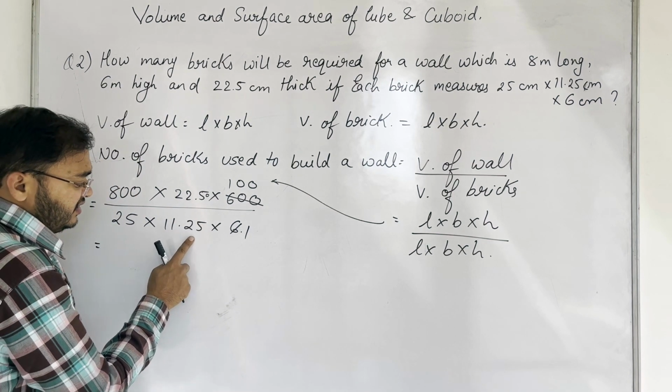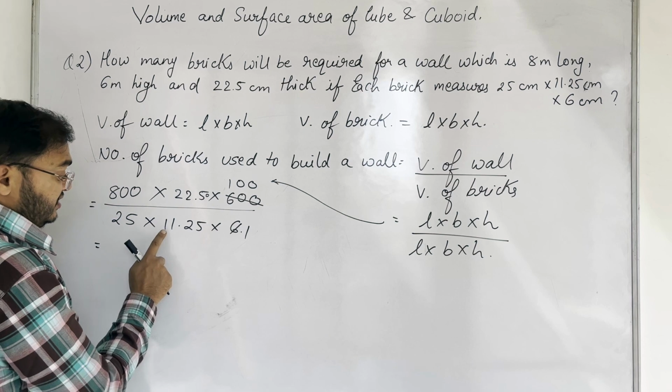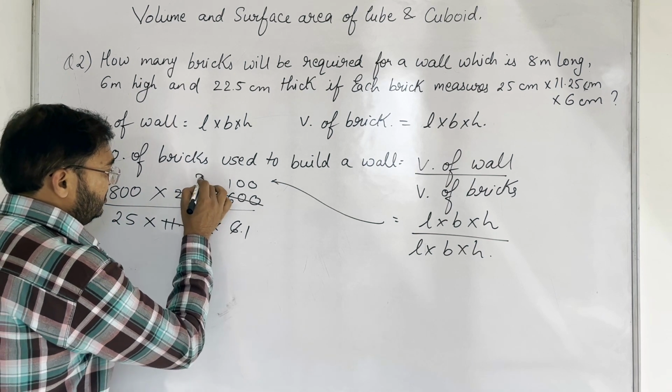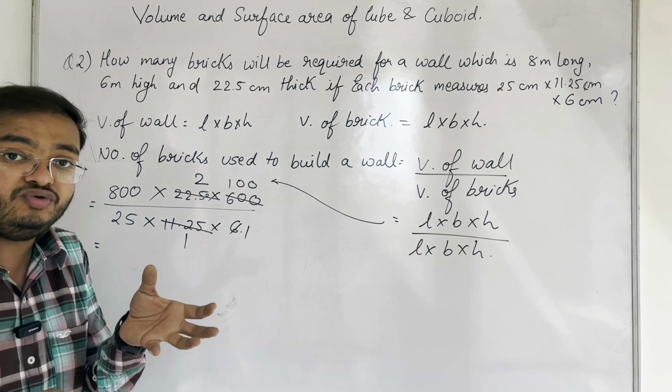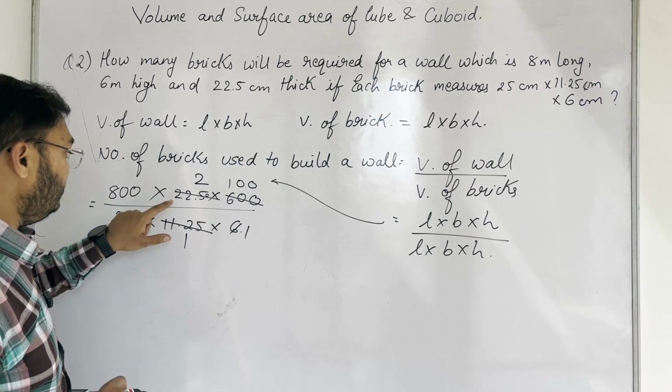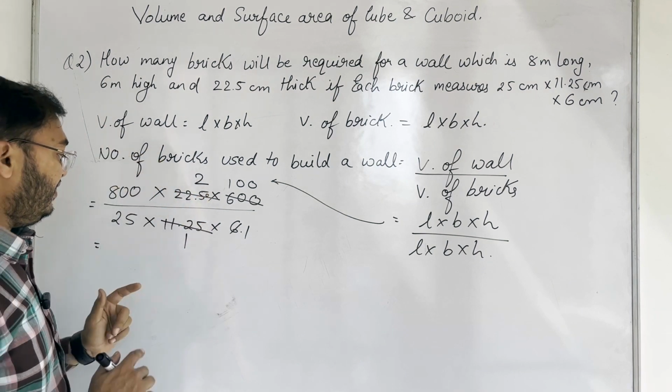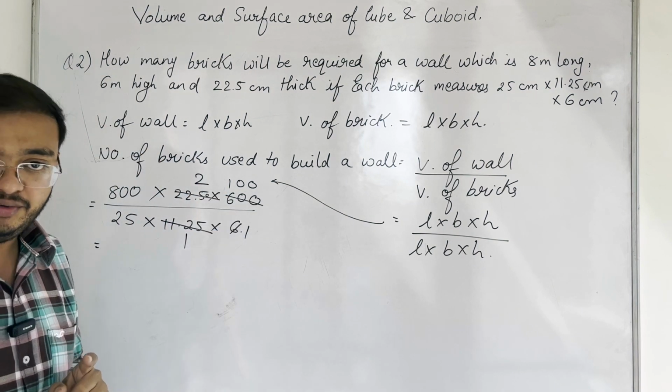That means 25 ones are 25, 25 twos are 50. That means 11 twos are 22, 25 twos are 50. So both are with 2. So I have cancelled both the terms and I have written over that 2.